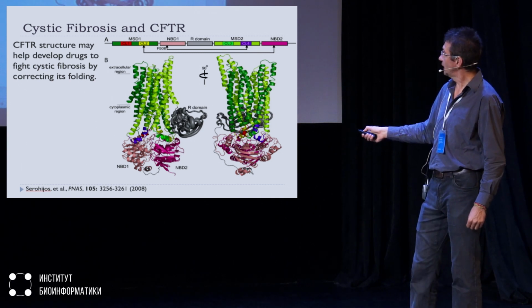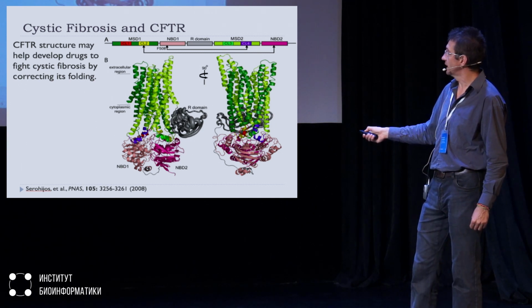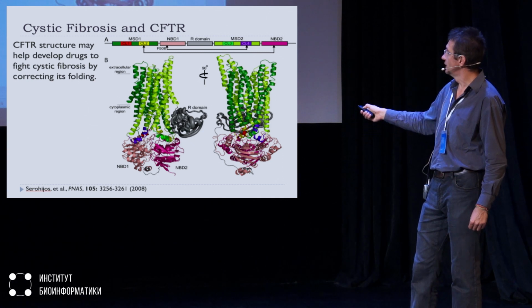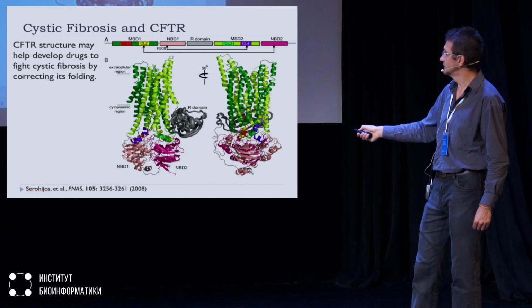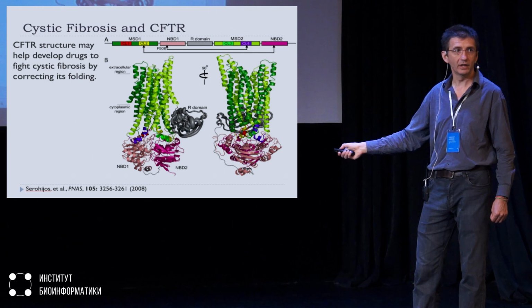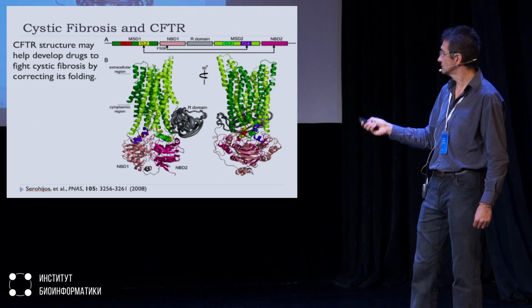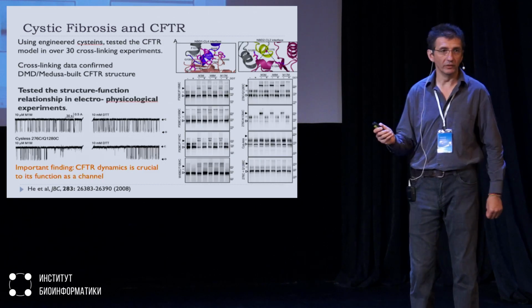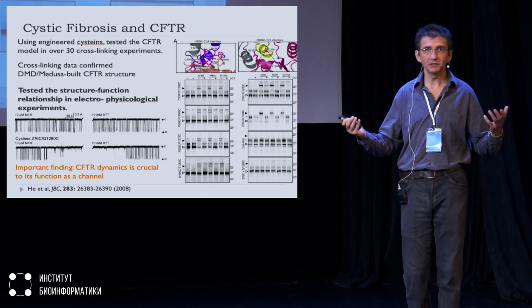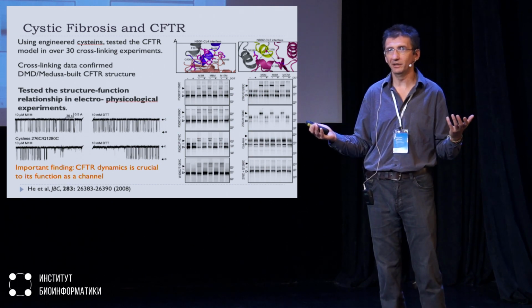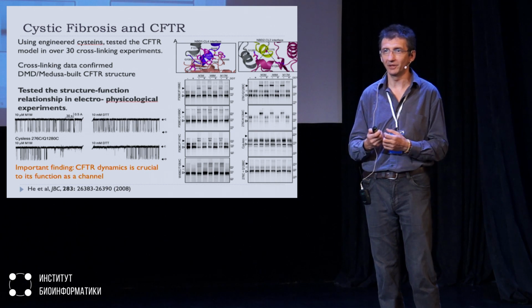The deletion of 508 is right here, and it looks like it mediates interactions between transmembrane helices and the cytoplasmic region, the nucleotide binding domains. So how can we prove it? We built a structure. Imagine you build something on a computer. How can you believe that? I don't believe anything I build on a computer.